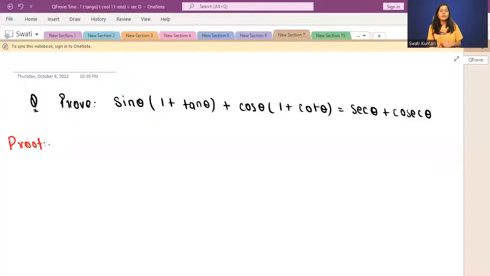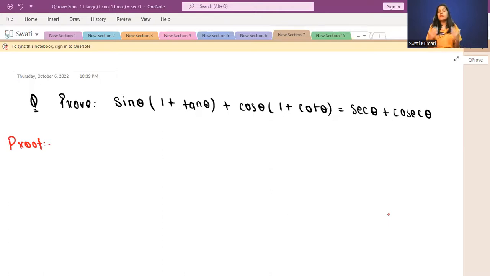So today, I have taken two very important and very simple proofs of trigonometry. So let us quickly start with our question. As you can see, the first question is this. We have to prove here that sine theta into 1 plus tan theta plus cos theta into 1 plus cot theta is equal to sec theta plus cosec theta.